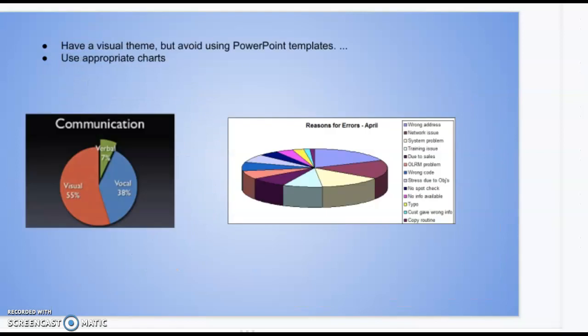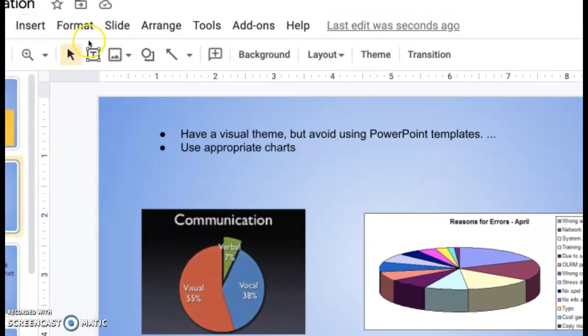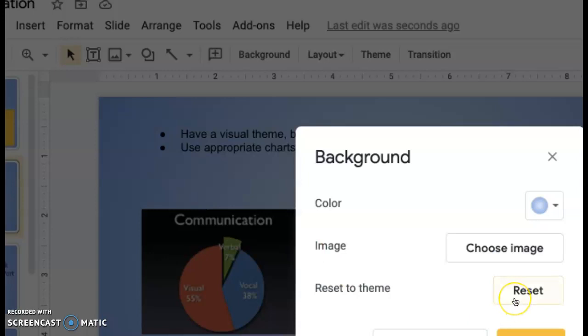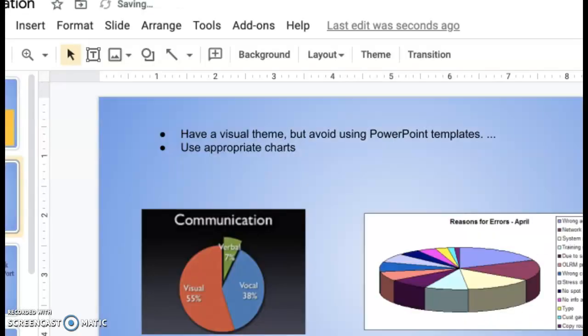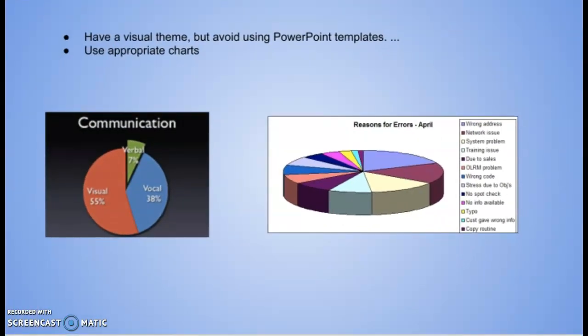Next, we have the next skill I want you to pay attention to, which is to have a visual theme, something that kind of connects all of your slides together, but avoid using the PowerPoint templates. So when you go into something like this, for example, where you go to slide, apply layout, change background, and you choose a theme. When you choose a theme, it just creates all sorts of extra background information that is not new to anyone. You get really excited about it, but no one else does. So you just want to keep it nice and simple and add images and text, and that's the part that you make unique.